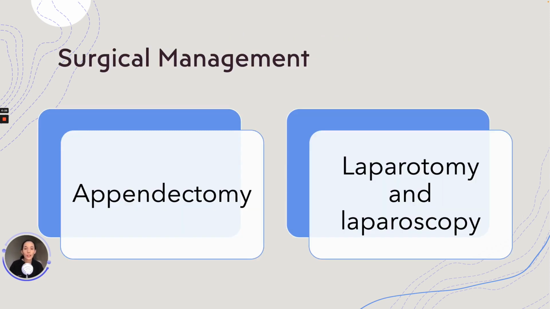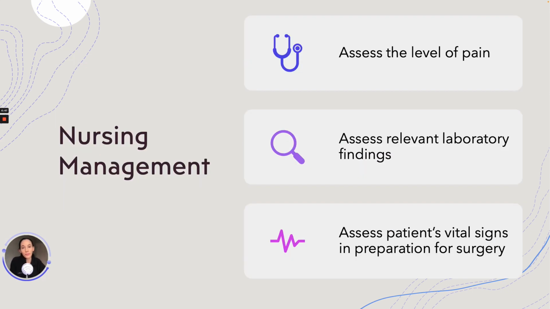Surgical management includes appendectomy, or a surgical removal of the appendix, and this will be done as soon as possible, or a laparotomy or laparoscopy, and both of these are safe and effective in the treatment of appendicitis and perforation. Nursing management will assess the level of pain, and will assess laboratory findings and vital signs prior to surgery.